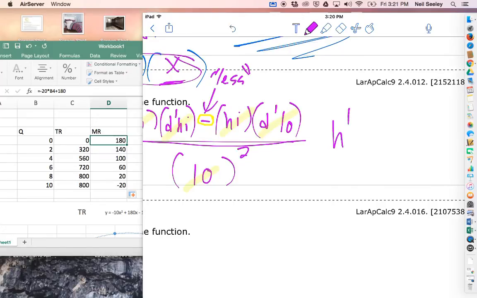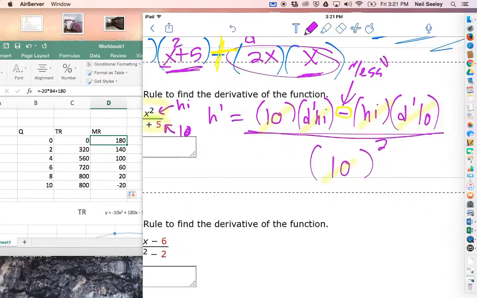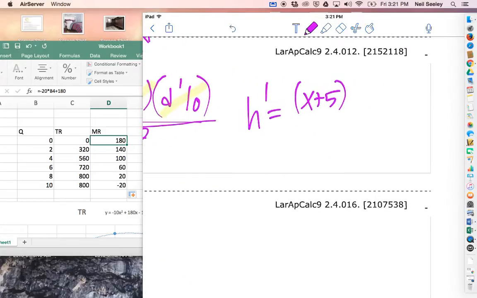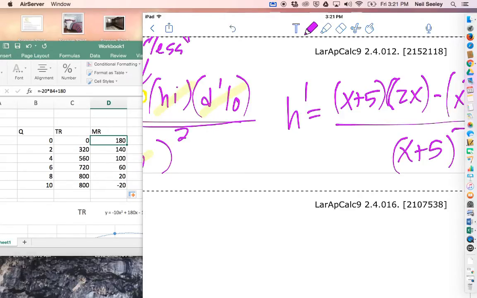So our h prime will be our low, which was x plus 5, correct? Okay, and then d high comes next, and that's going to be where we do the 2x, the derivative of our top function. Okay, say 2x. Low d high less high. The high function was x squared. D low, the derivative of the bottom, which is 1. Over the square of low we go. And our low, remember, is x plus 5 squared.